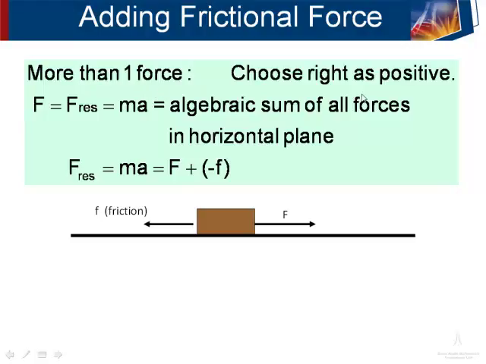So now we're choosing right as positive, and we know the equation that F res equals mass times acceleration. But remember, we need to make sure that this force is the algebraic sum of all the forces in the horizontal plane. Therefore, when we consider this force, it's force minus the friction to give us the algebraic sum of all the forces in the horizontal plane. This will give us the resultant force, which will equal the mass times the acceleration.